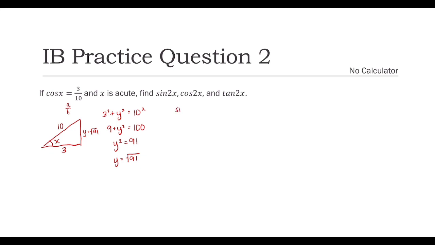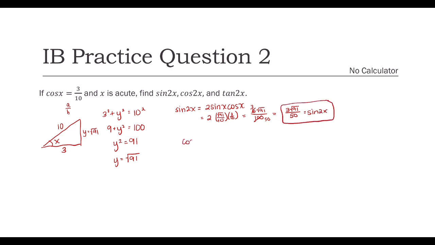So now we need to find sine of 2x, which is equal to 2 sine x cosine x. Our cosine of x was 3/10. We can find our sine of x by looking at our opposite over hypotenuse, so square root of 91 over 10. And then we can multiply these to get 6 root 91 over 100. The 6 and 100 can simplify to 3 and 50. So we get 3 root 91 over 50. That's equal to our sine of 2x.